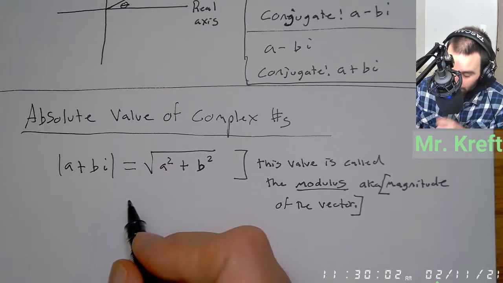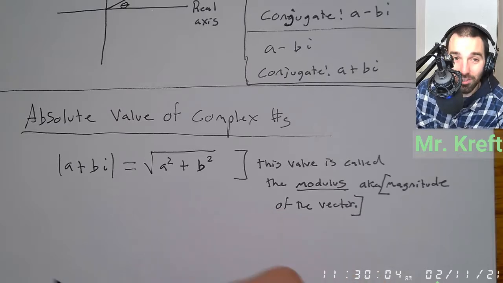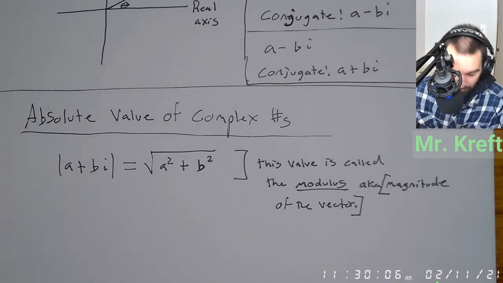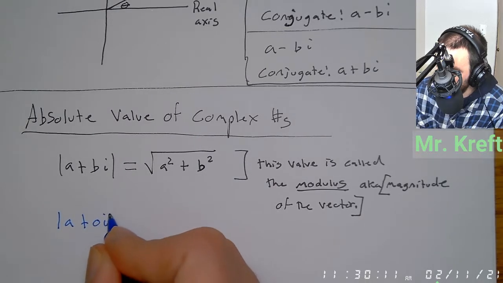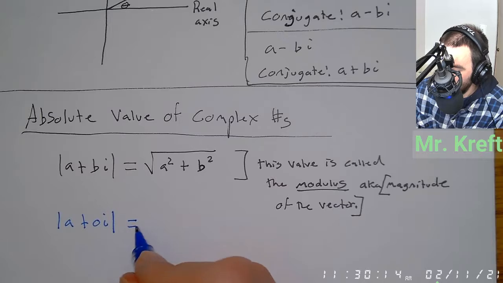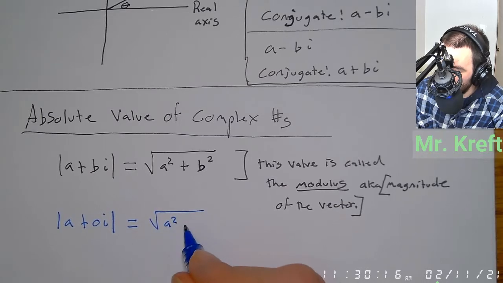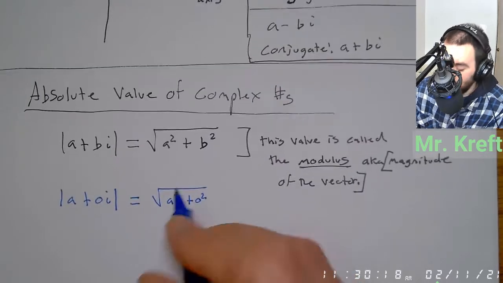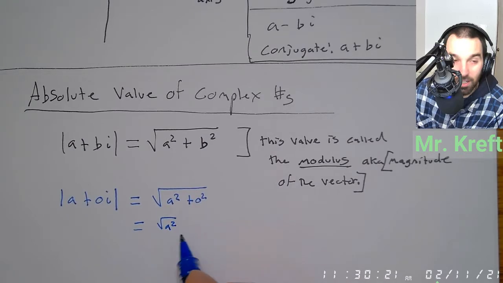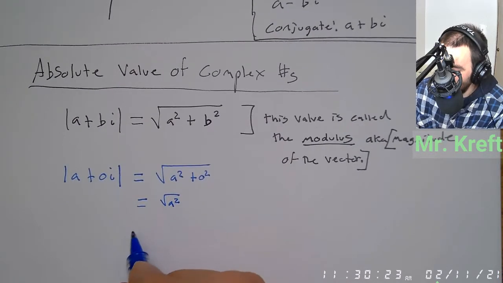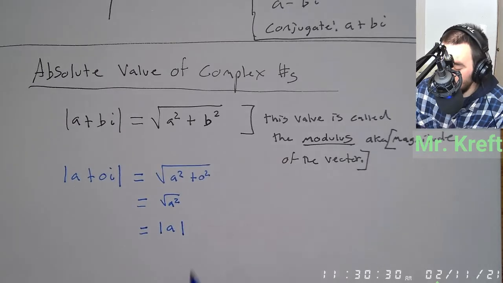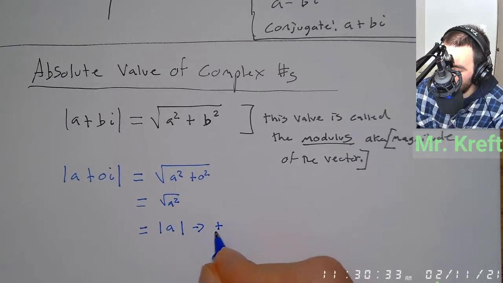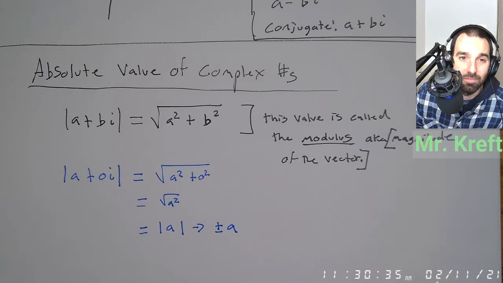Now, some people want to be like, well, why is this true? Well, here's a quick little proof for you. So let's say I have 0 imaginary parts. So that's the square root of a squared plus 0 squared. So that's just the square root of a squared. Well, don't we lose an answer here? So it turns out that's just the absolute value of a, because remember, absolute value of a is plus or minus a.